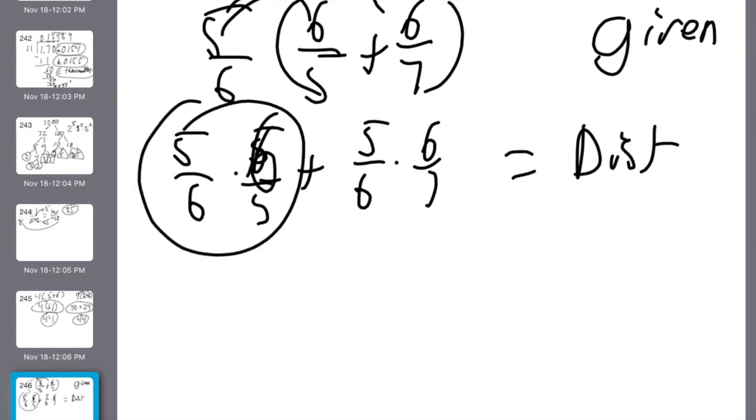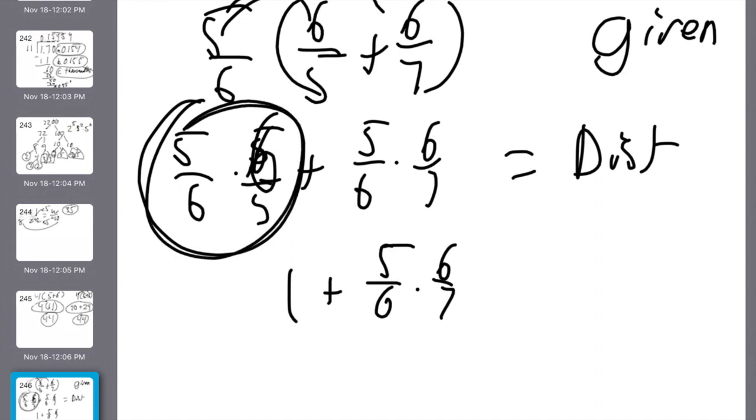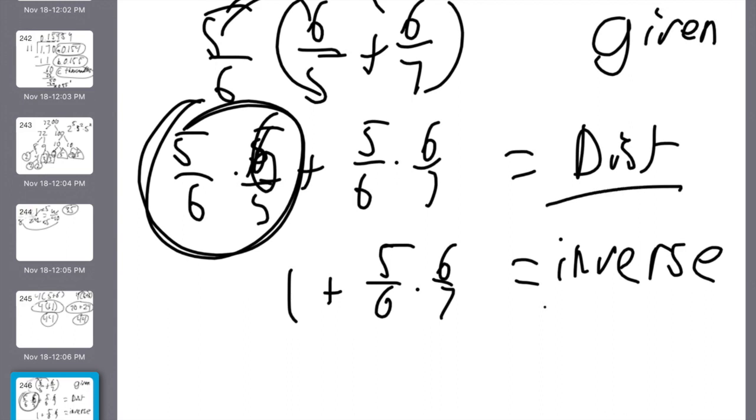Then I put those together, and that was 1 plus 5/6 times 6/7. A number times its inverse gives me 1. It equals 1, guys. It's the inverse. Then it's times 1, its identity, and then they do the rest of the math. So distributive property to inverse property.